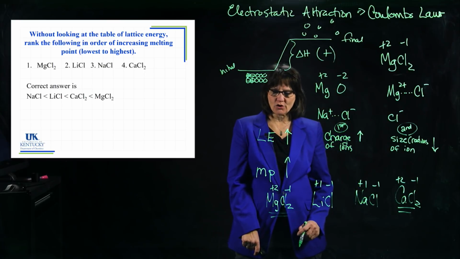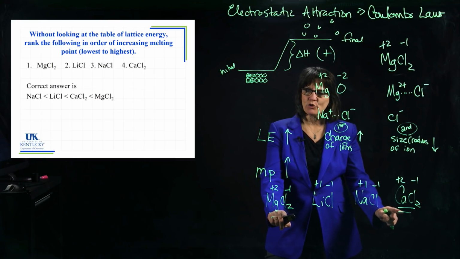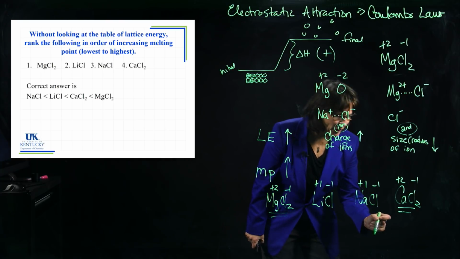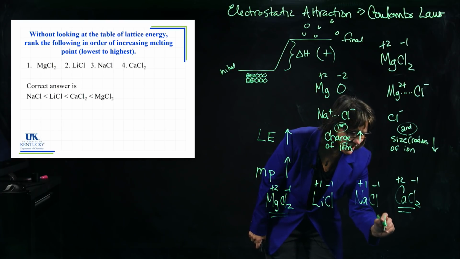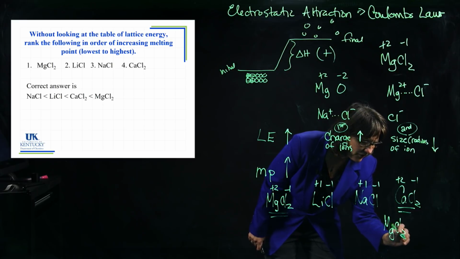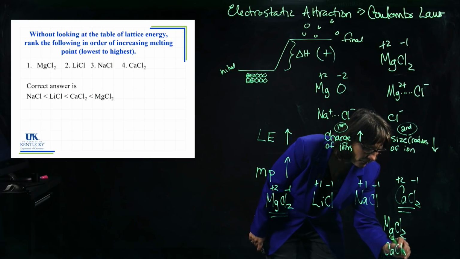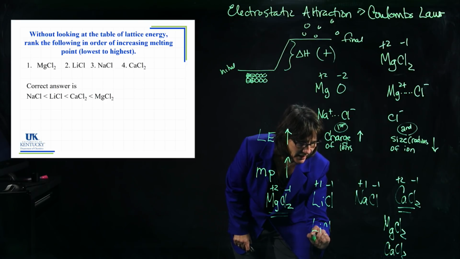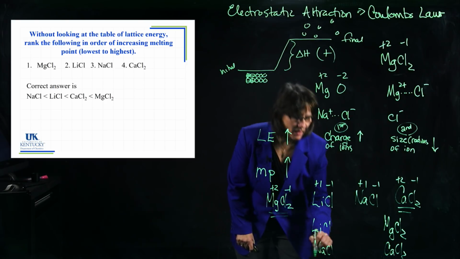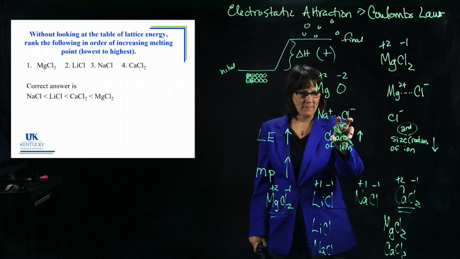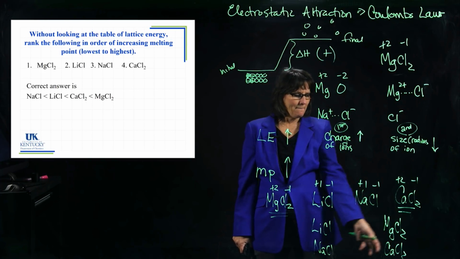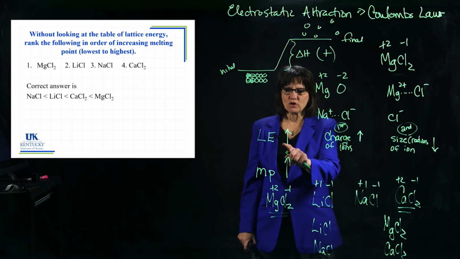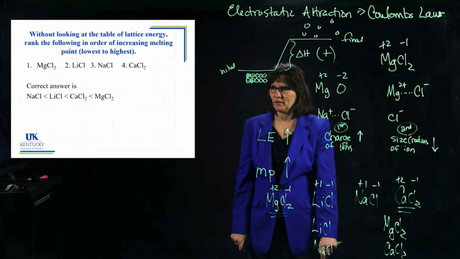So they would have the greatest lattice energy and the greatest melting point. So I could put them down here. I don't know which one's biggest yet, but I know I would put them on this side of things, CaCl2. And then I would put these down here, LiCl and NaCl, simply because big charge means big lattice energy. Big lattice energy means high melting point. Low charge means lower lattice energy, which means lower melting point.